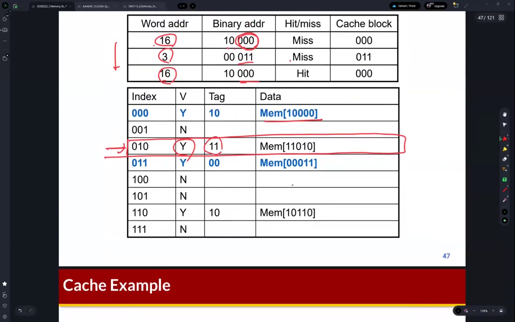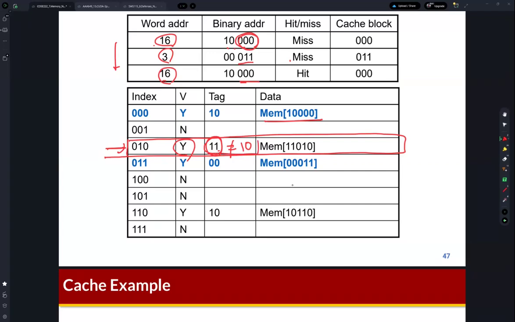So and then the tag of the existing data is 11. What does that mean? Tag is not matched. So which means this cache has the valid data, but this cache does not include the request data. Why? Because the address is different. The address of stored data is different from the address of requested data.